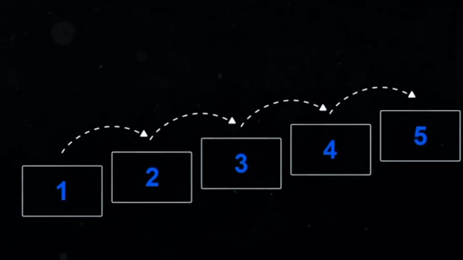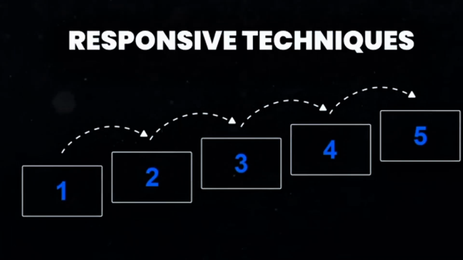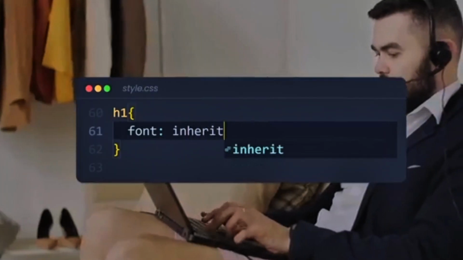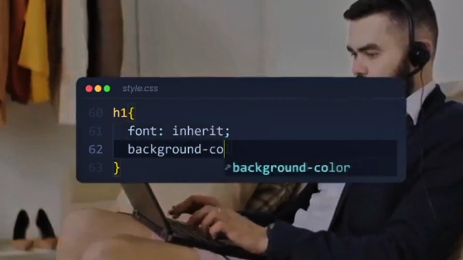I'm going to show you 5 extremely important responsive techniques that interestingly have nothing to do with Flexbox or grid, but they are going to make all the difference in how you approach coding in CSS. Tip number 1, relative padding.